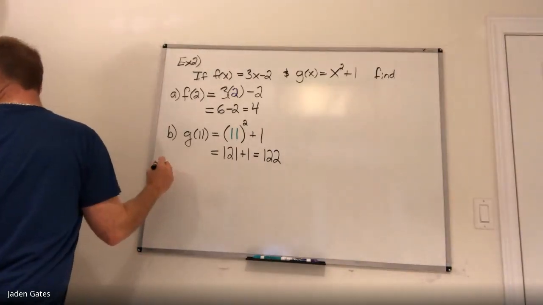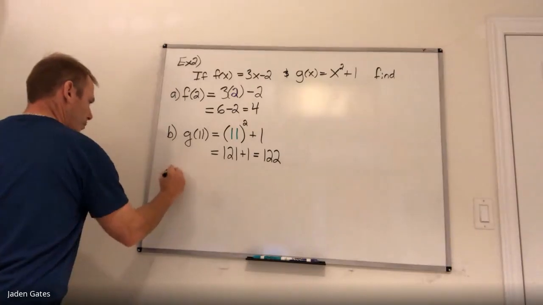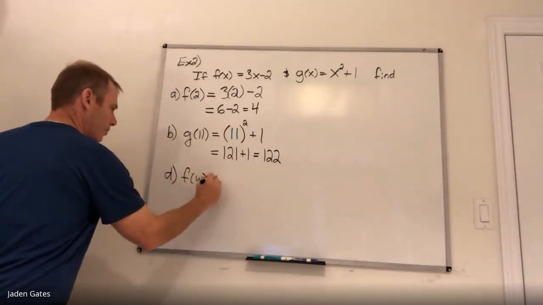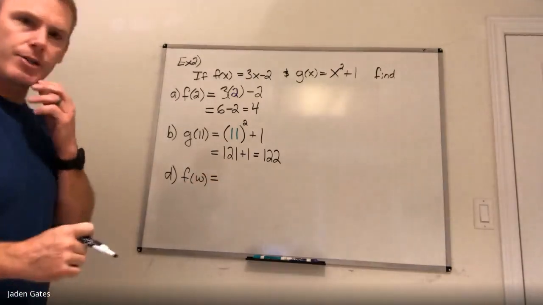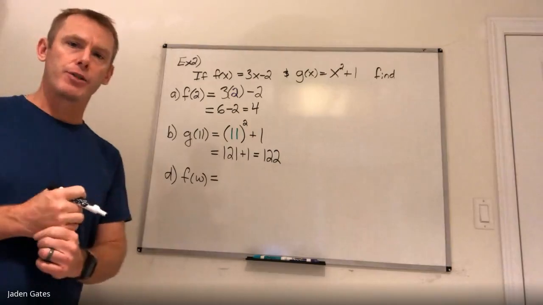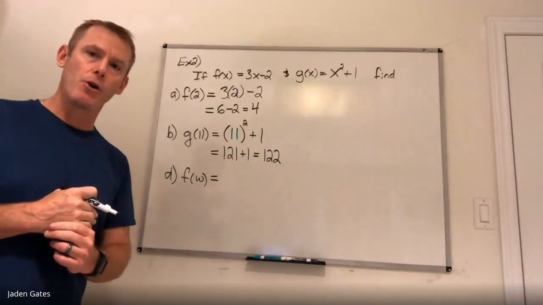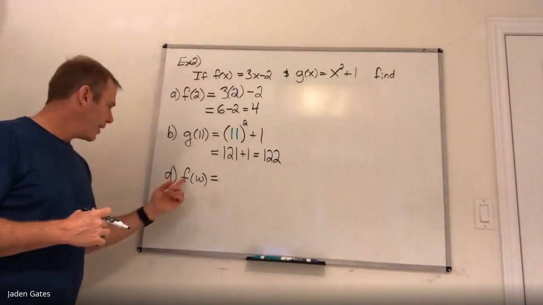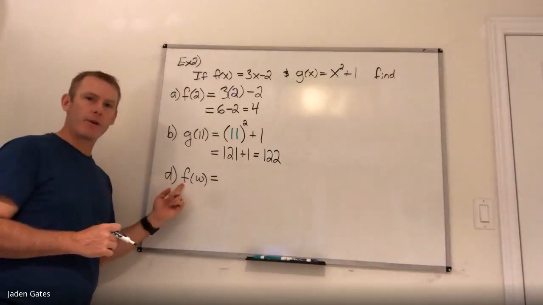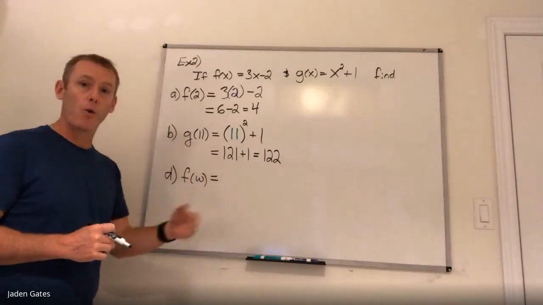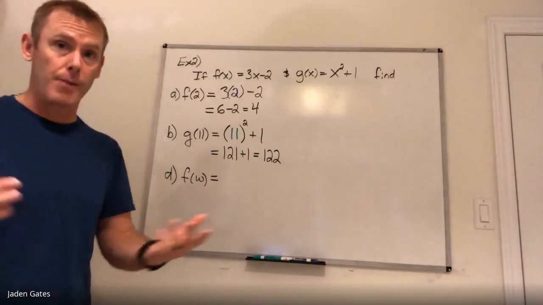Now we'll skip C. I'm going to go with D on my note here, where I have f of w. Okay, that is a weird one. So this is kind of what we're going to get into now, because my x value is a variable, my answer is going to be a polynomial. Now, again, same idea. It's telling me which equation I'm to use, and it's also telling me which letter gets subbed in for x, or what value gets subbed in for x. This time it's a letter.